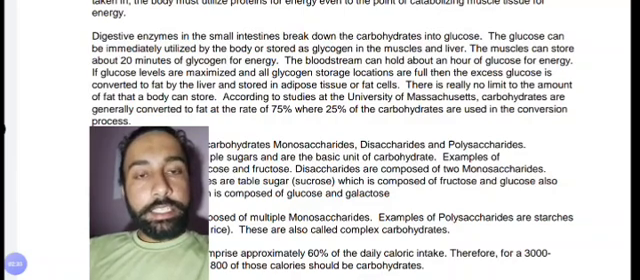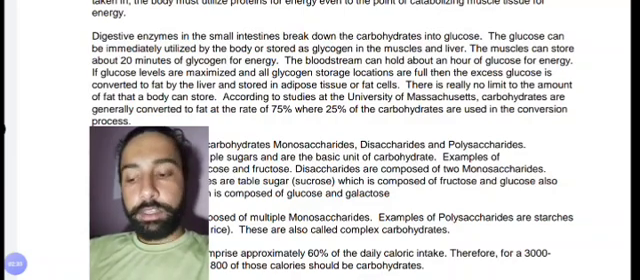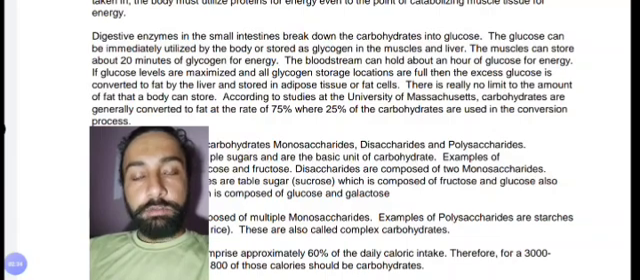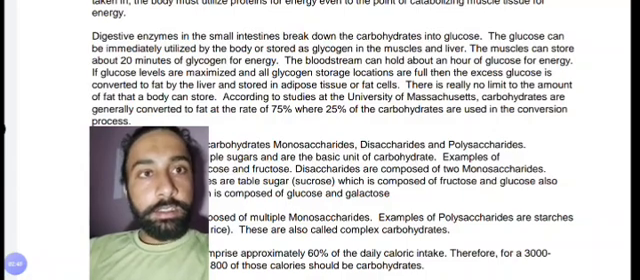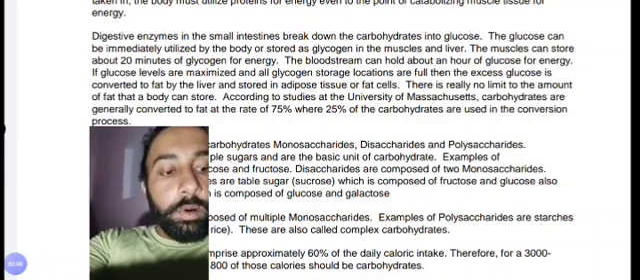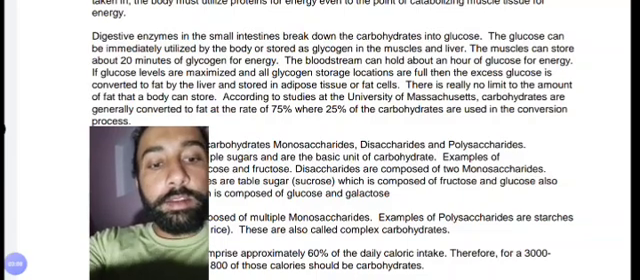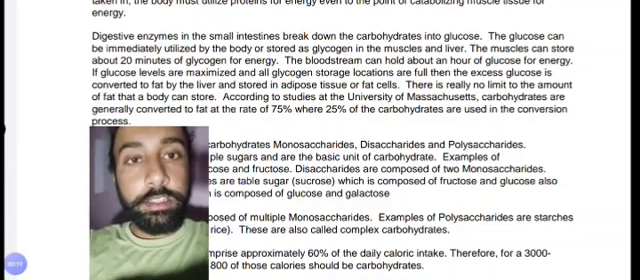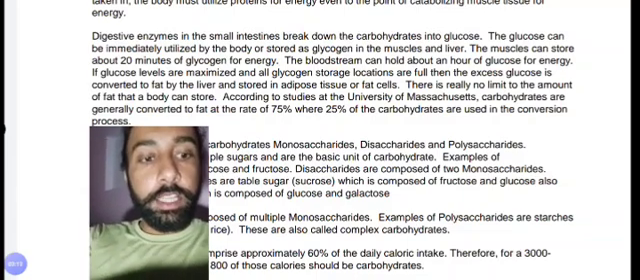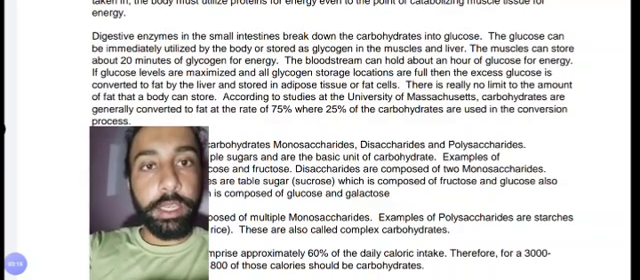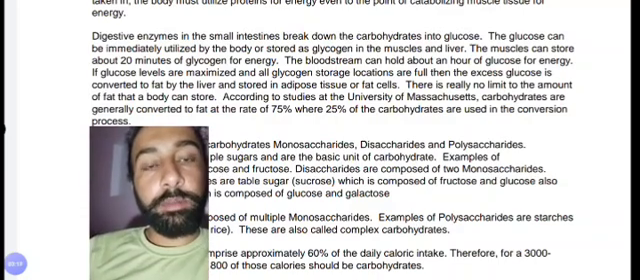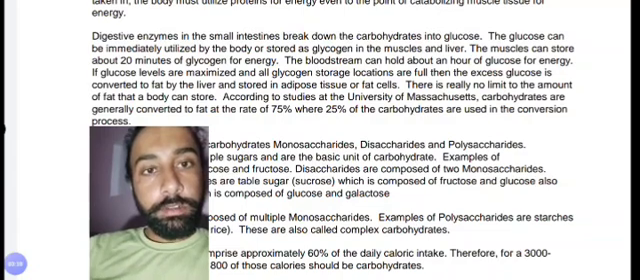So if you are consuming excess carbohydrate, guys, and your body is not utilizing that completely, what will happen? That will be stored as body fat. So remember guys, when you are gaining muscles, you must be very careful with the amount of carbs that you are consuming, because excess of it will be converted into fat.